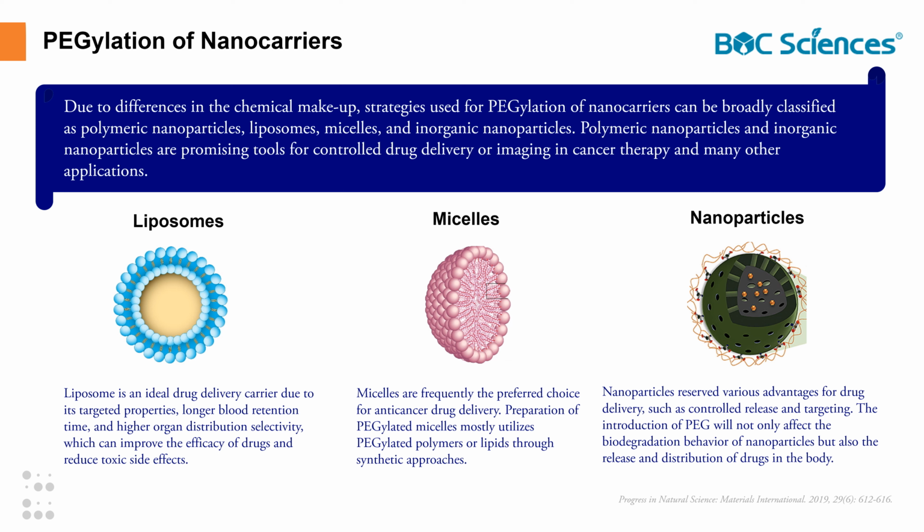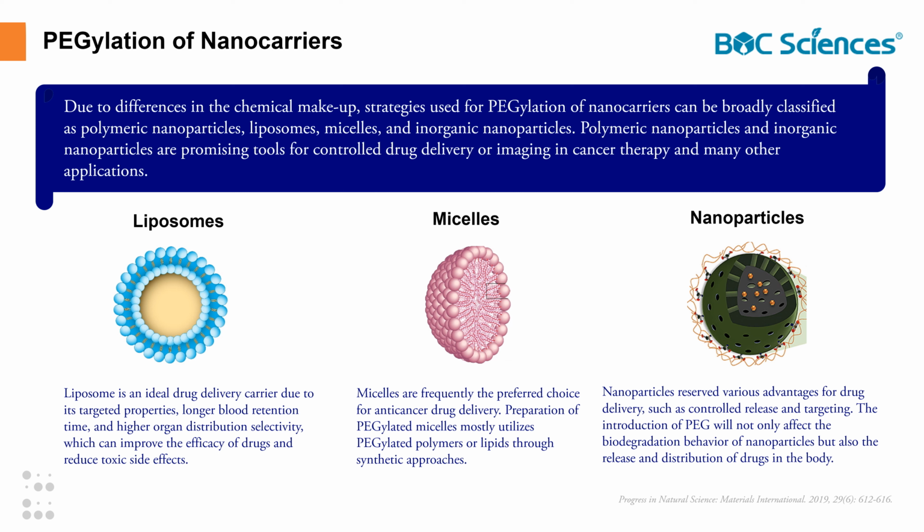Micelles are frequently the preferred choice for anti-cancer drug delivery. Preparation of PEGylated micelles mostly utilizes PEGylated polymers or lipids through synthetic approaches. Block copolymer micelles with PEG coronas have emerged as drug delivery systems with great potential, as they combine biocompatibility with the synthetic versatility of PEG. Furthermore, various activated PEGs can be used and exploited for these systems, such as block copolymer structures, providing control over the type and stability of covalent linkage formed.